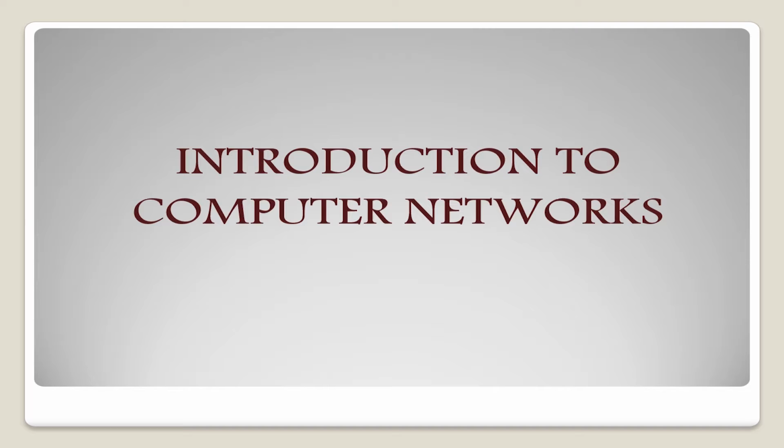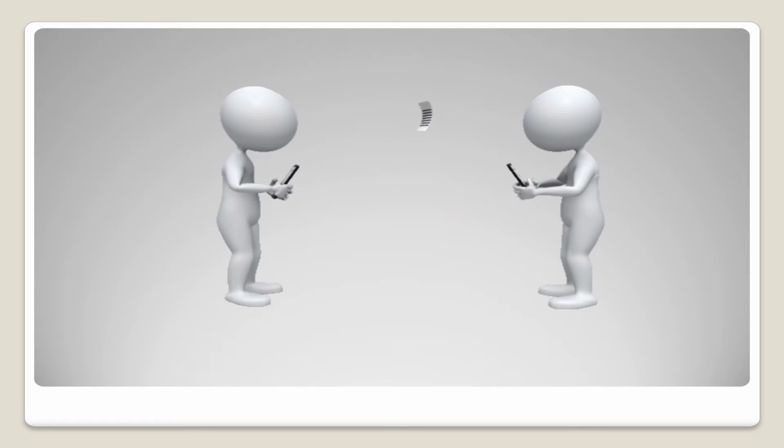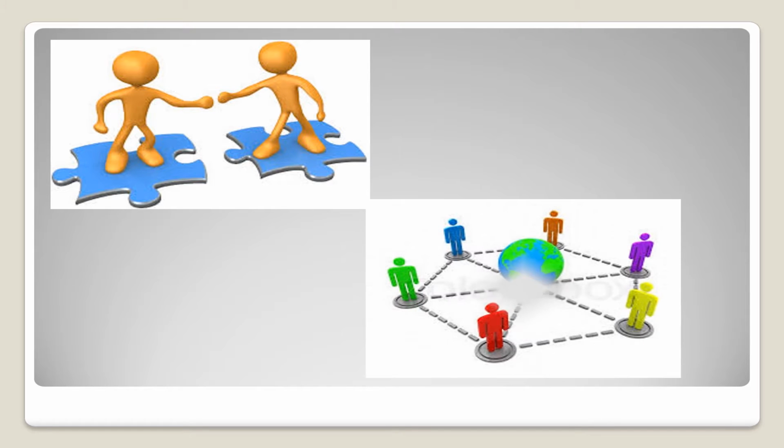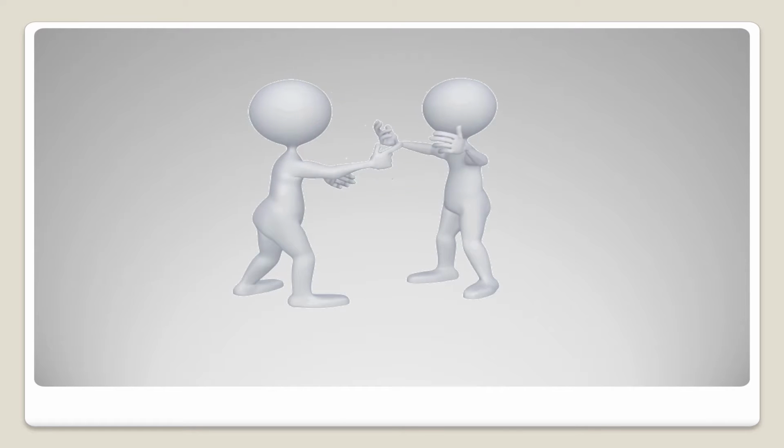Unit 4, Topic 4, Video 1, Introduction to Computer Networks. When we want to communicate with someone, we do that by sharing some information with each other. The sharing can be local or remote. If two individuals want to communicate, then local communication comes into existence, which usually occurs face to face. But if persons are at some distance, then remote communication takes place.